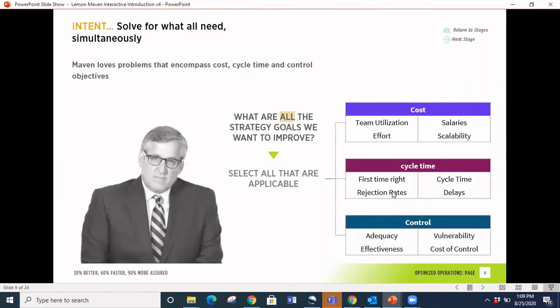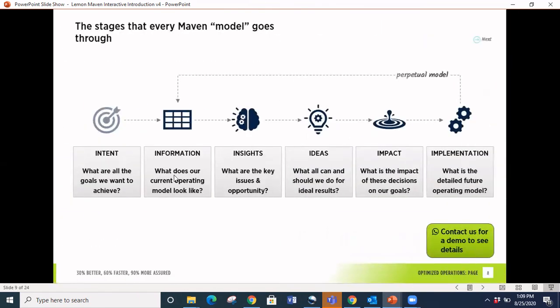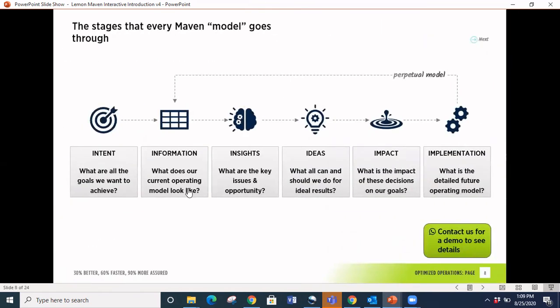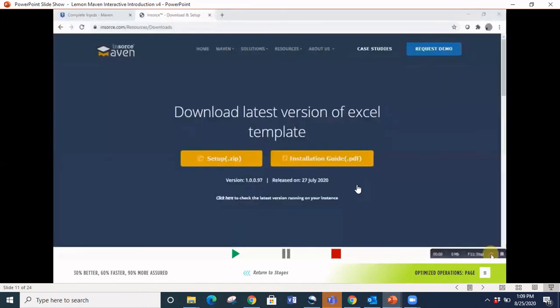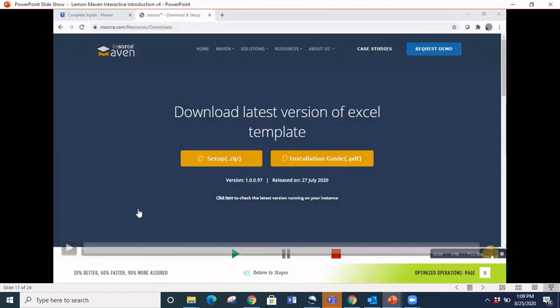And once the intent is set, the project kickstarts with the model building exercise, which is the next stage, the information gathering stage. This is the stage where the information is uploaded on Maven to create an operating model. Let me show you a video to explain how this information is gathered and how it is uploaded on Maven. Maven uses an automated Excel template to gather the information and upload it on Maven. Let's look at how it is done.